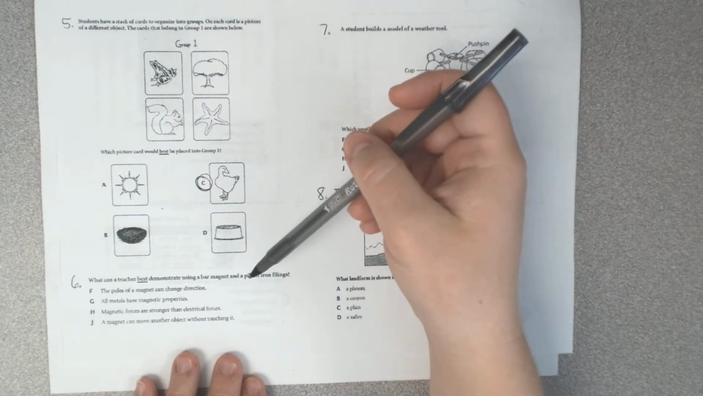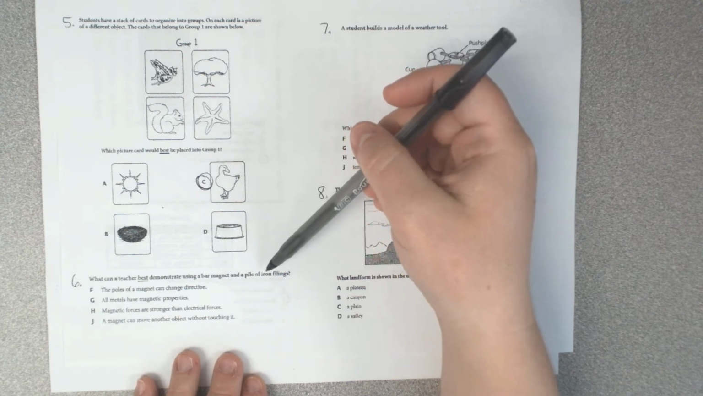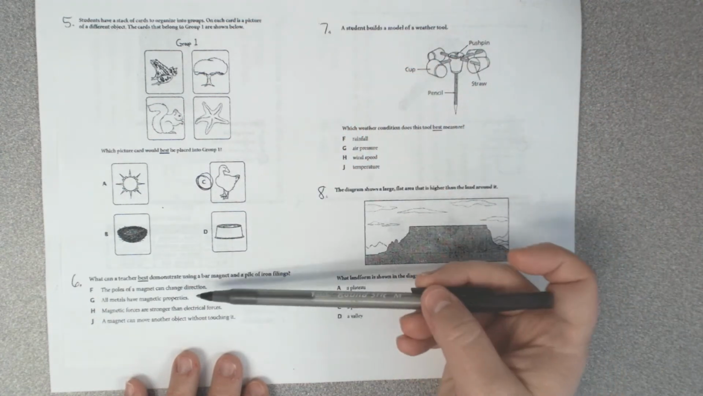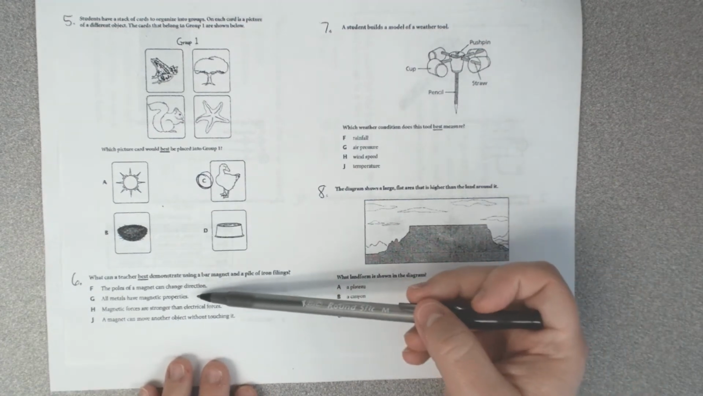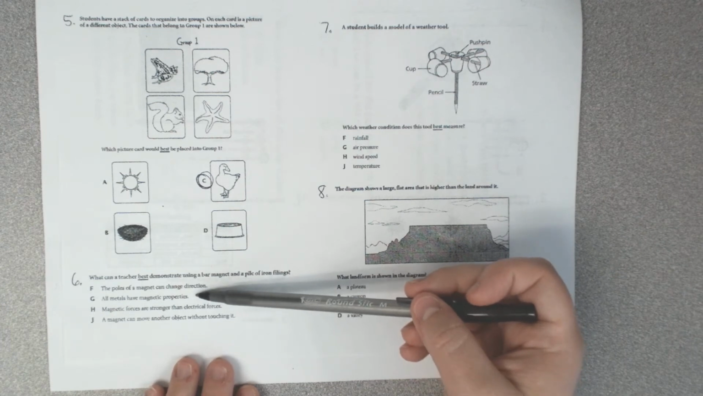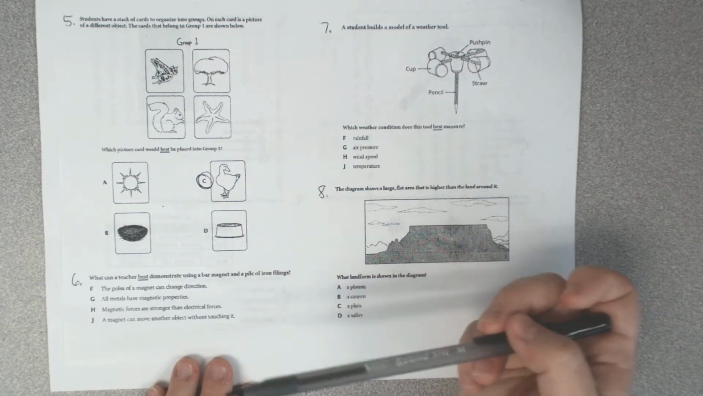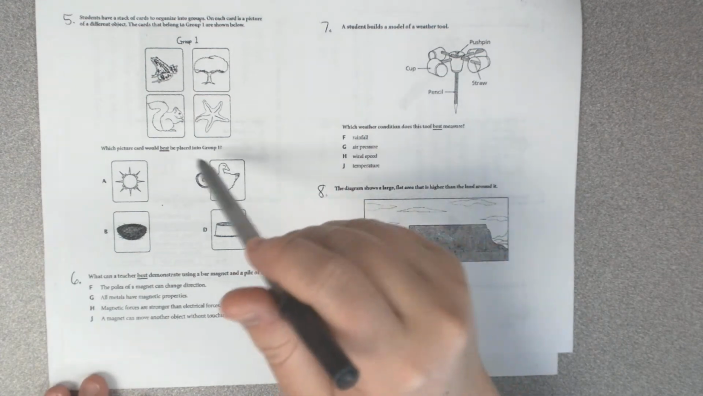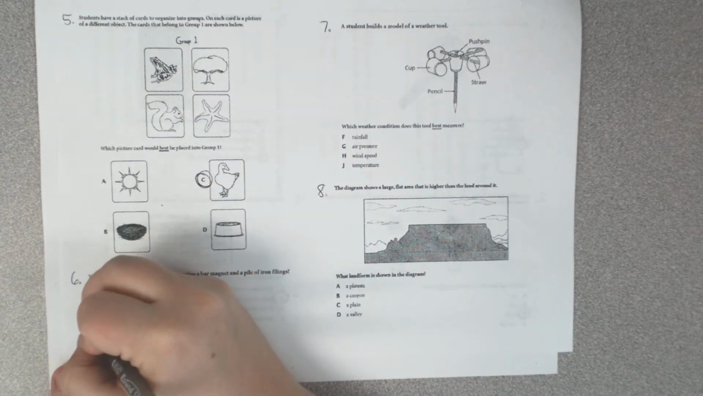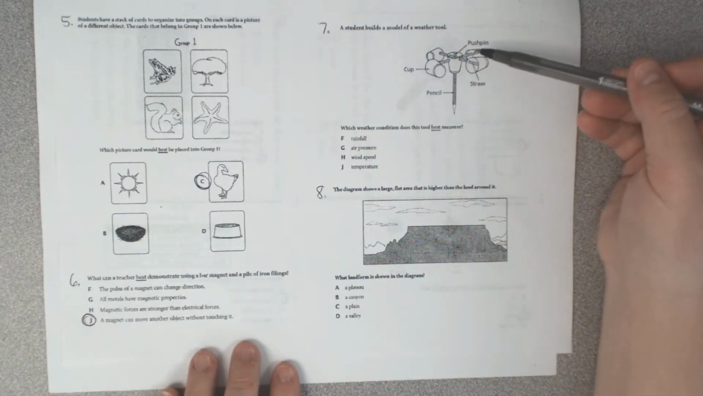Number 6. What can a teacher best demonstrate using a bar magnet and a pile of iron filings? The poles of the magnet can change directions. All metals have magnetic properties. Magnet forces are stronger than electrical forces, or a magnet can move another object without touching it. So I don't know if you've ever done this, almost like an Etch-a-Sketch, but they can actually move without touching, right?